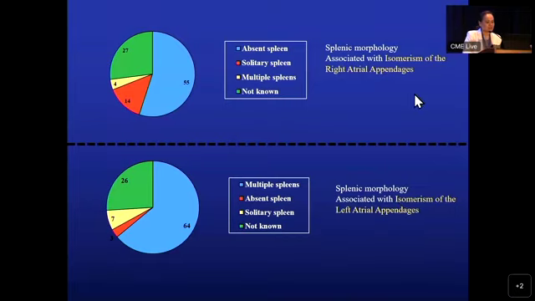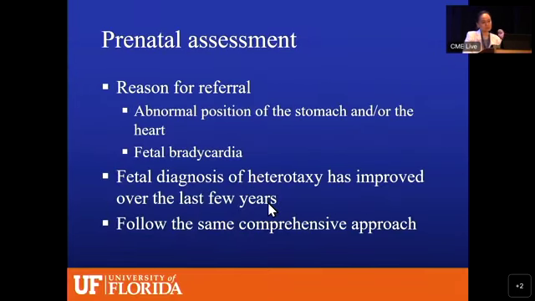Splenic morphology is usually, in right atrial isomerism, absent spleen. But again, the presence of spleen is not indicative of either one. They can still be right atrial isomerism and left atrial isomerism even with the presence of spleen. It's just that left atrial isomerism is associated with multiple spleens. But you could see here in right atrial isomerism, you could still see multiple spleens, solitary spleen, and in left atrial isomerism, you could see absent spleen.